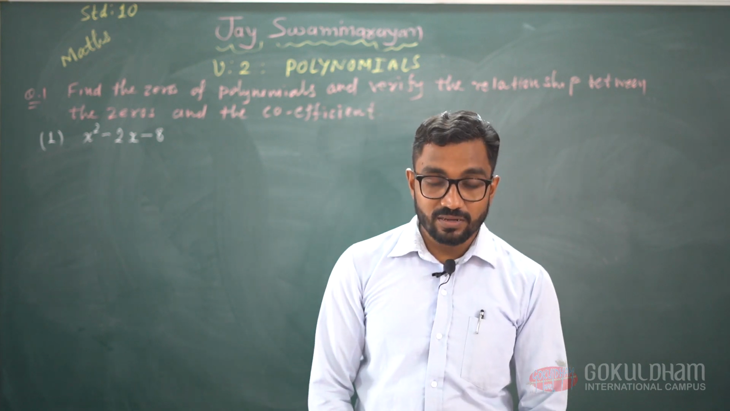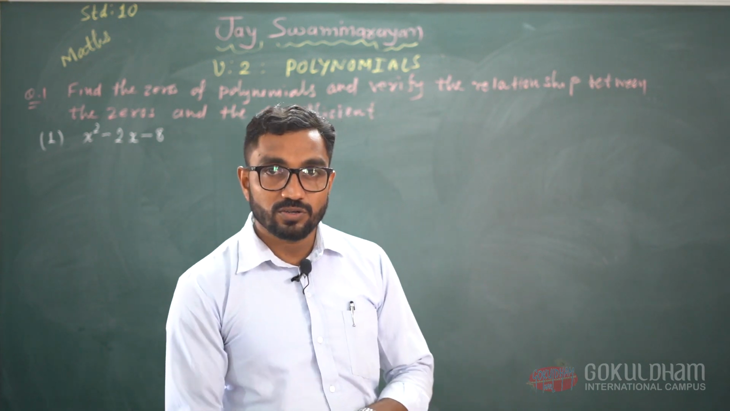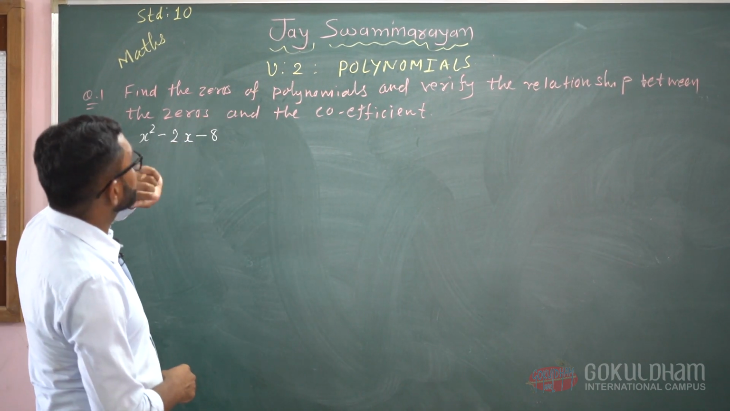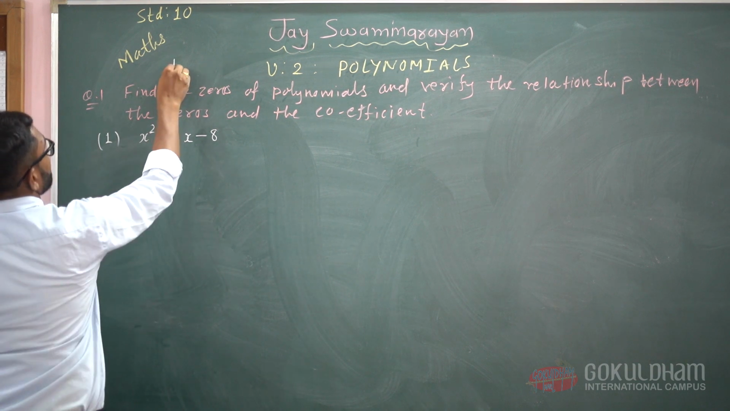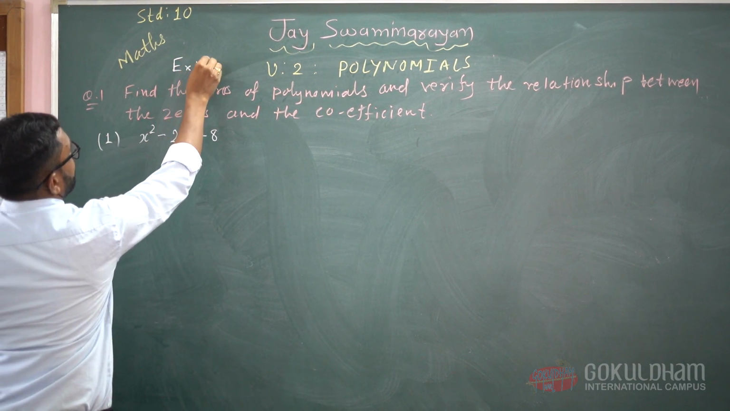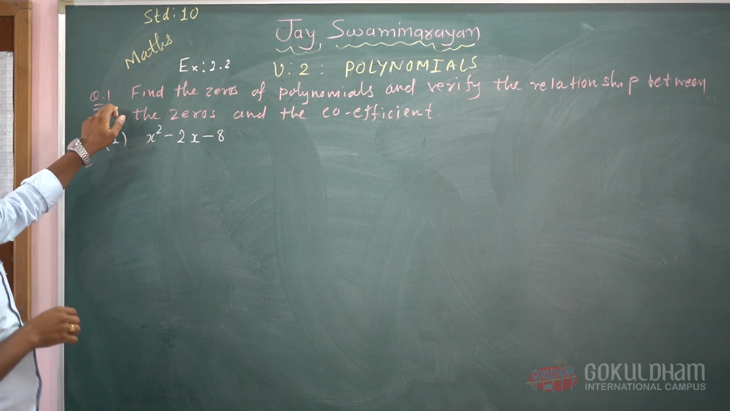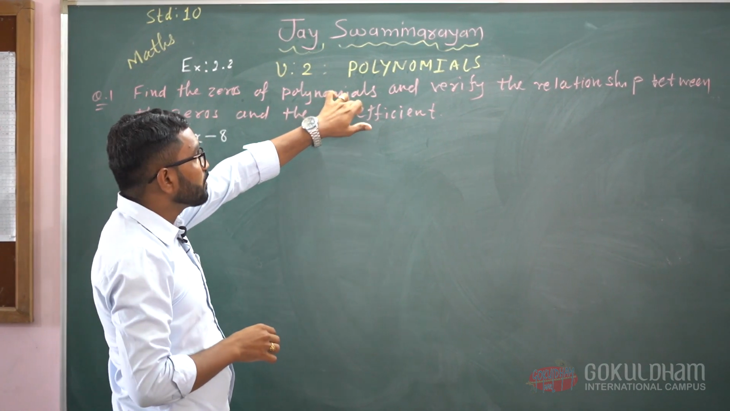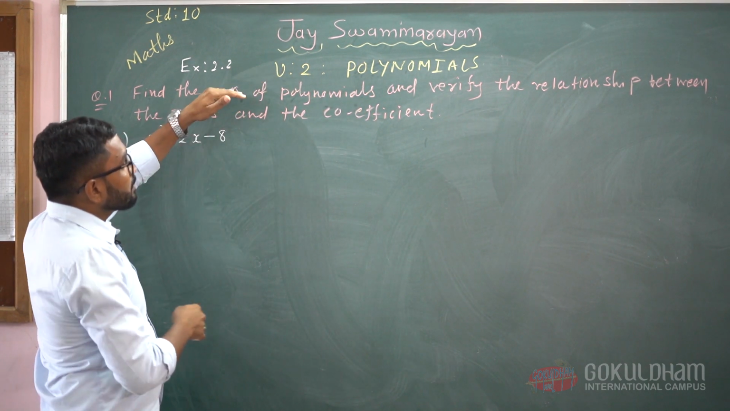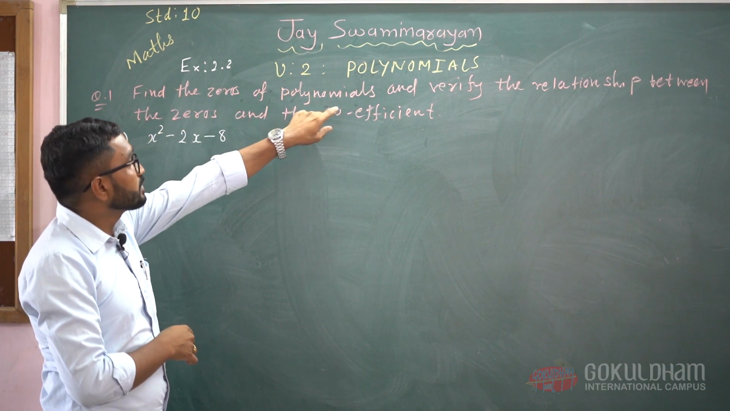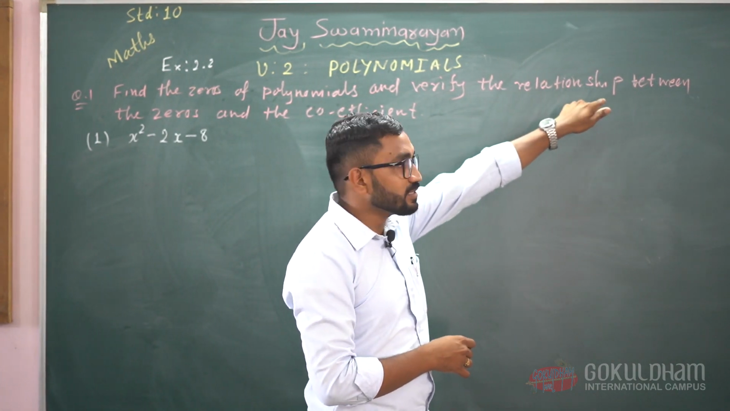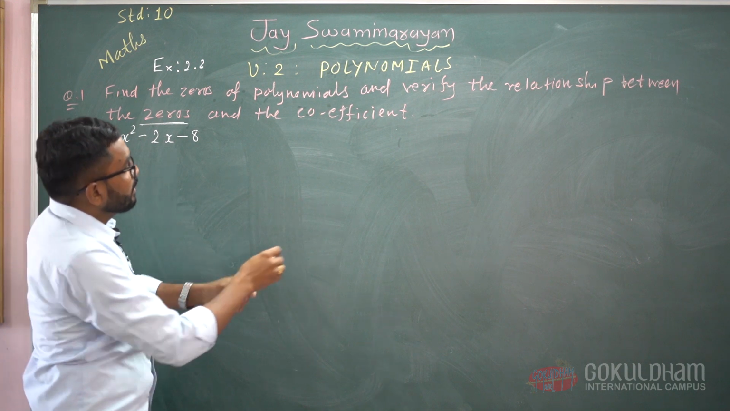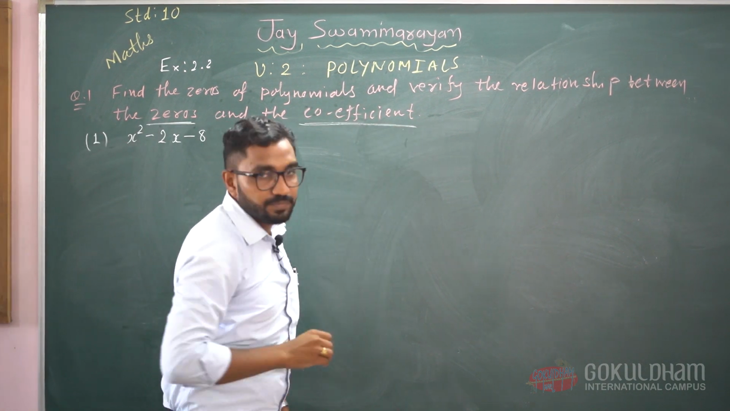Today we will learn exercise 2.2, in unit 2. Question number 1: find the zeros of polynomials. The examples given are quadratic polynomials, and we verify the relationship between the zeros and the coefficients.